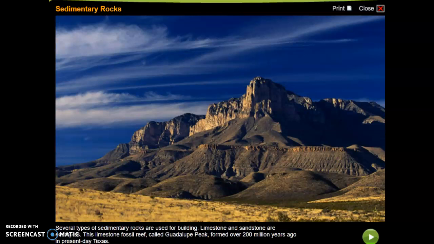Several types of sedimentary rocks are used for building. Limestone and sandstone are examples. This limestone fossil reef, called Guadalupe Peak, formed over 200 million years ago in present-day Texas.